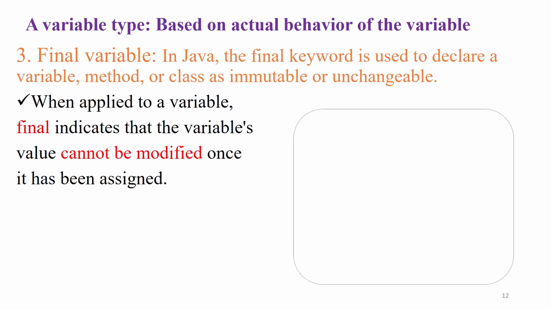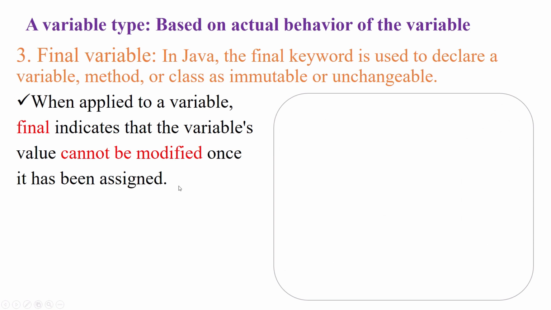There are several contexts in which the final keyword can be used. When used with a variable, final ensures that the variable's value cannot be changed after it has been assigned once. This applies to both instance variables and local variables.